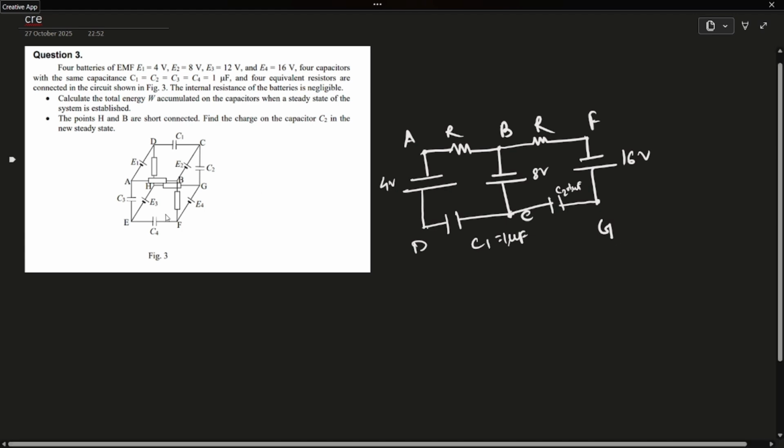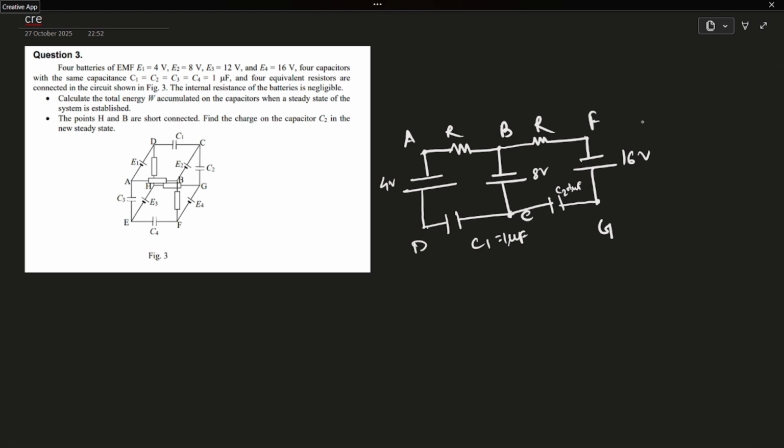Then what is connected with F and G? F and G is connected with H and E, right? So between F and E there is a capacitor C4. This is C4, 1 mF. Then between E and H there is a battery of E3 EMF. E3 is 12 volt. This is the point H. Between G and H there is a resistor of R.